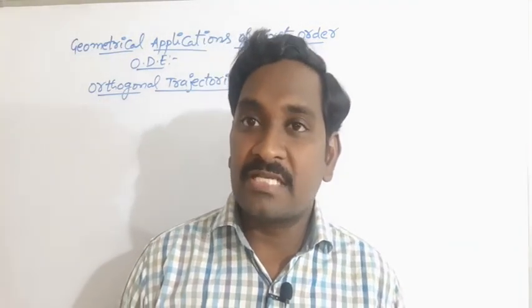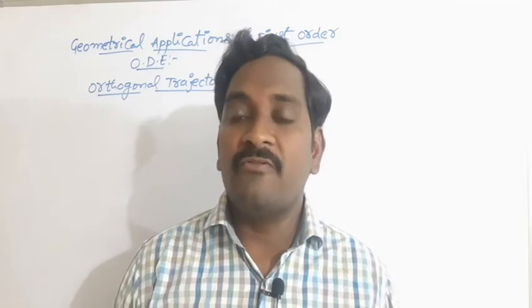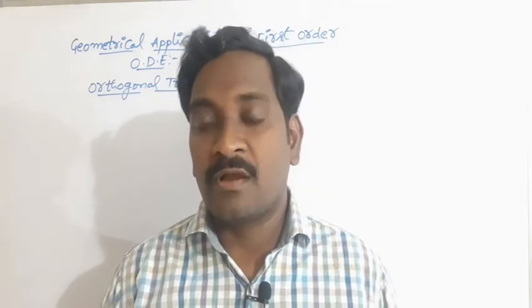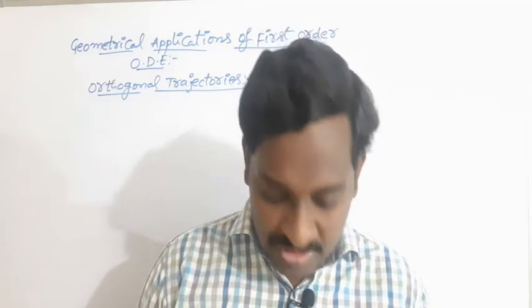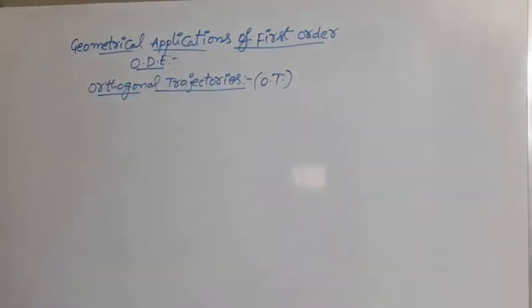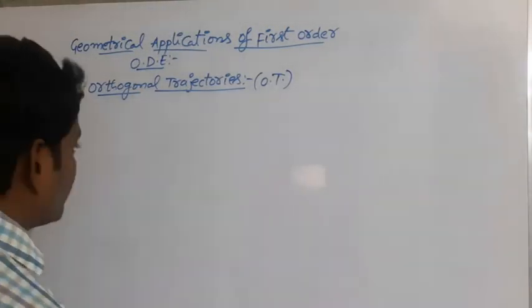So far we have discussed various methods of solving differential equations of first order, like variable separable method, exact and non-exact, homogeneous and so on. Now in this video I would like to explain geometrical applications of first order differential equations. The geometrical application is to find orthogonal trajectories of a given family of curves. First of all, let us see what is meant by an orthogonal trajectory. The short form of orthogonal trajectories is OT.